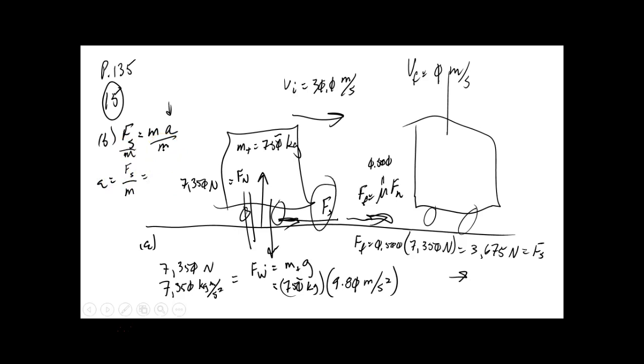Now, what is your force? It's 3,675. What is a Newton? Kilogram meter per second squared, divided by your 750 kilograms. And here the kilograms go out. So take your 3,675 and divide it by 750. Looks like it's going to be something between 4 and 5, I would guess.